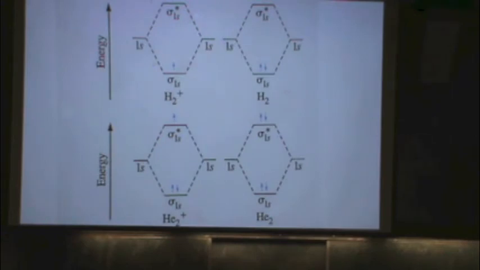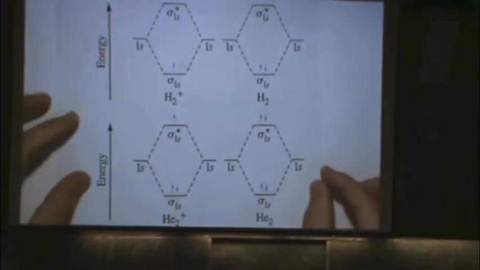Remember, every bond has two parts. The bonding part, which is the lower energy part, that's the sigma 1s in all of these. And the anti-bonding part, which is the one above, higher energy, and that's the sigma 1s star. The star means anti-bond. Sigma means the bond occurs between the center points of the atoms.